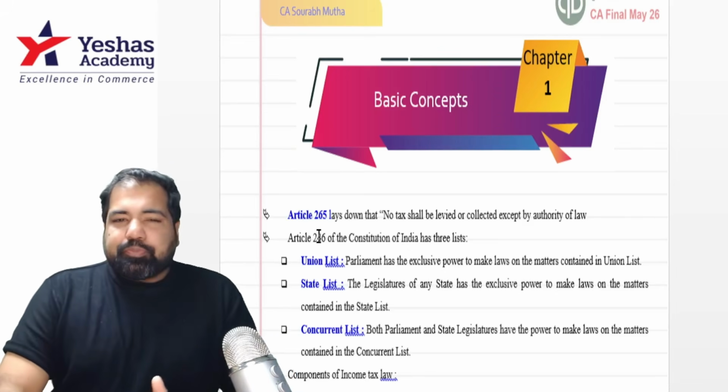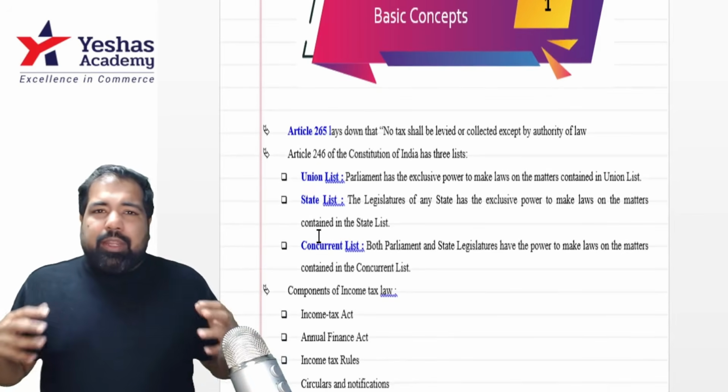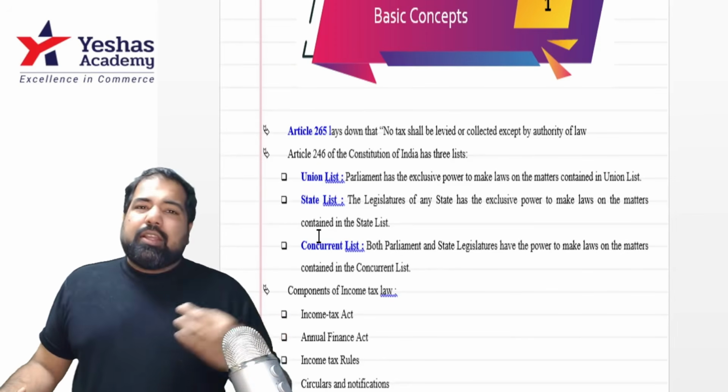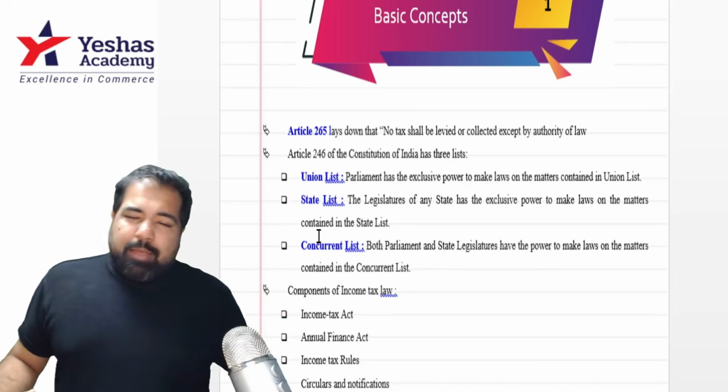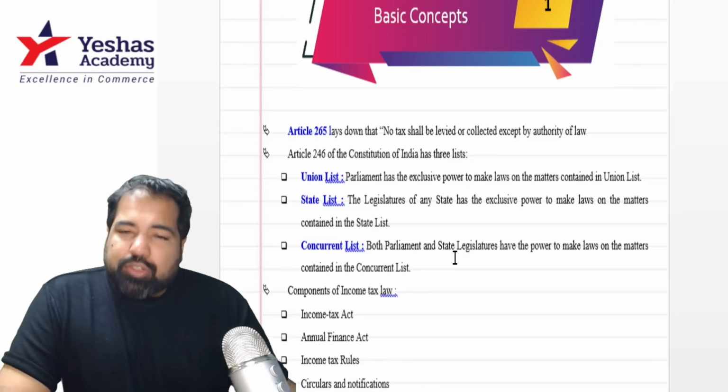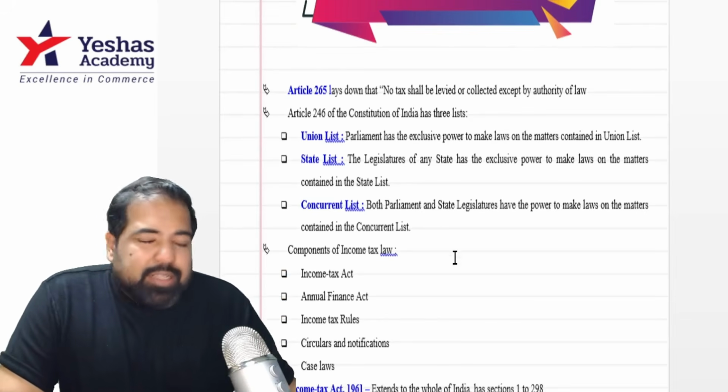Guys, first of all, tax cannot be randomly levied by the government. The tax has to be levied through the constitution. There's an article called 265, not very important from an exam, but which says that no tax can be levied unless there is authority of law or that the constitution permits you. Next, article 246, again not important.